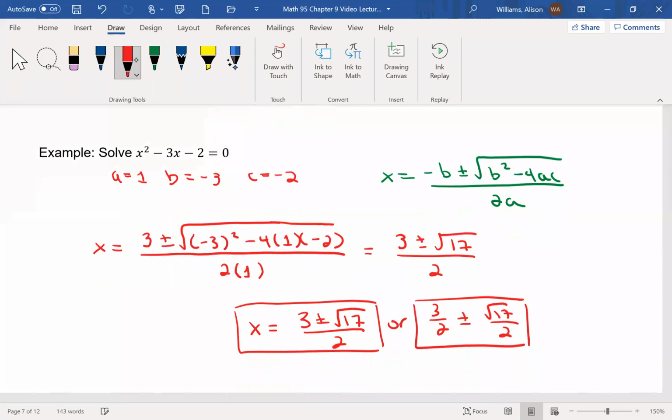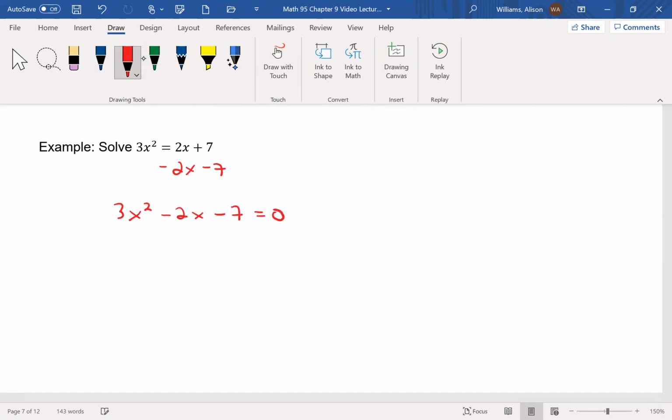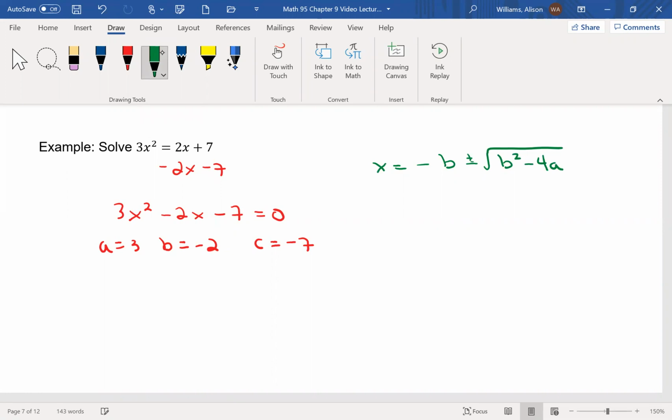All right, let's try it again. So this time it's not equal to 0, and I need to make it equal to 0. So I'm going to subtract the 2x and the 7 from both sides. I don't really have space for that, so I'm just going to write 3x squared minus 2x minus 7 equal to 0, and there we go. So A is 3, B is negative 2, C is negative 7. I'll write my quadratic formula, negative b plus or minus square root of b squared minus 4ac all over 2a.